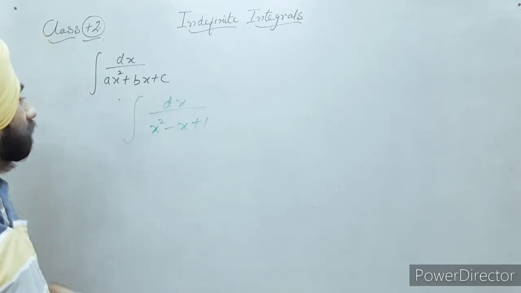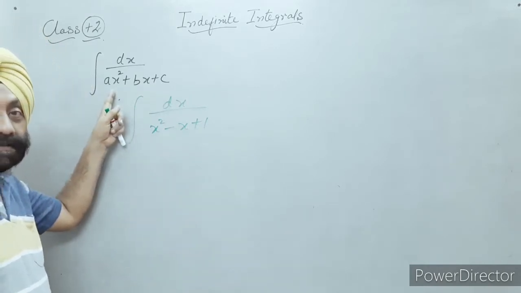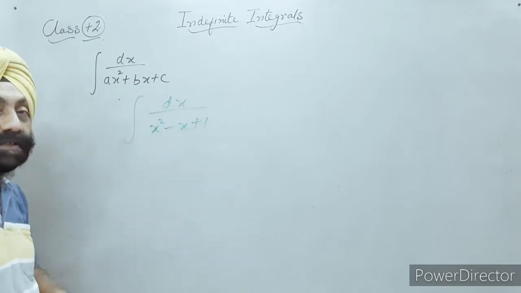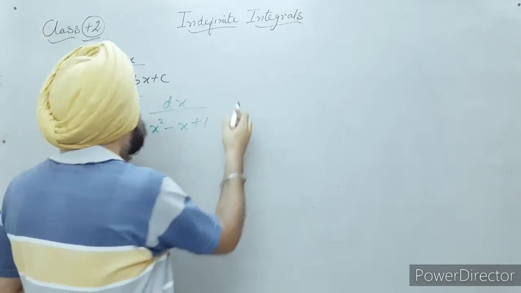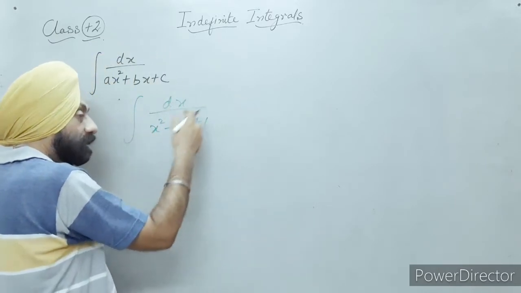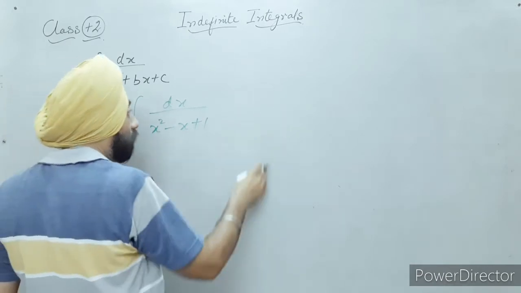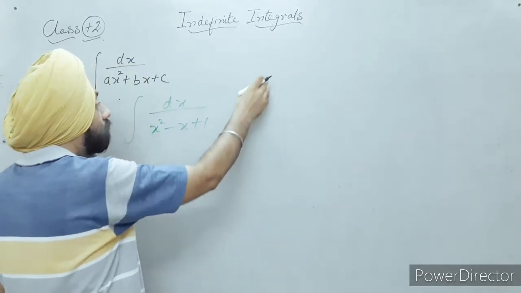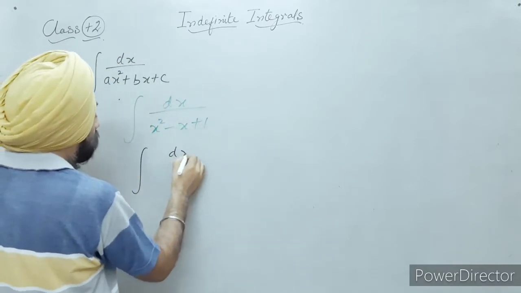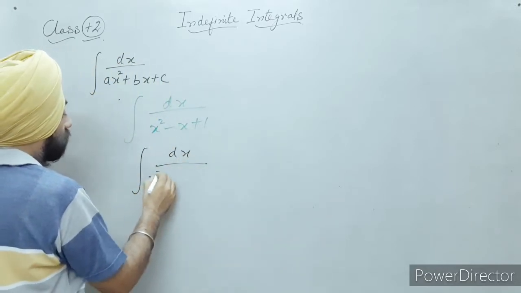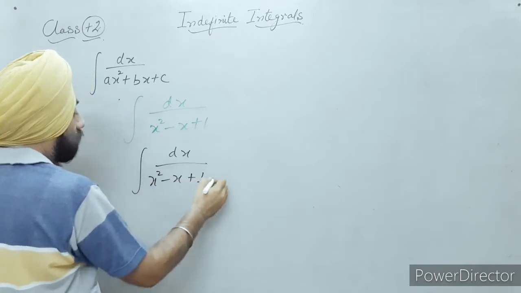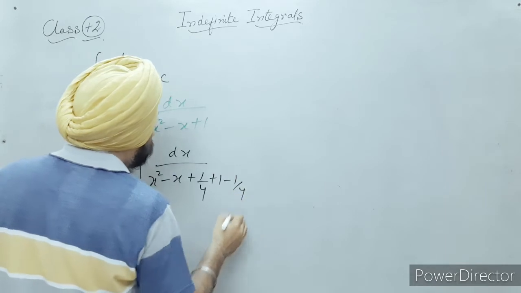Now, it is the same as this, but I cannot apply the formulas which are written directly. What I have to do is complete the squares, convert it into the form of those formulas, and then apply the formulas. Now what I am going to do: it is x square minus x, so I have to add 1 by 4 and subtract 1 by 4.